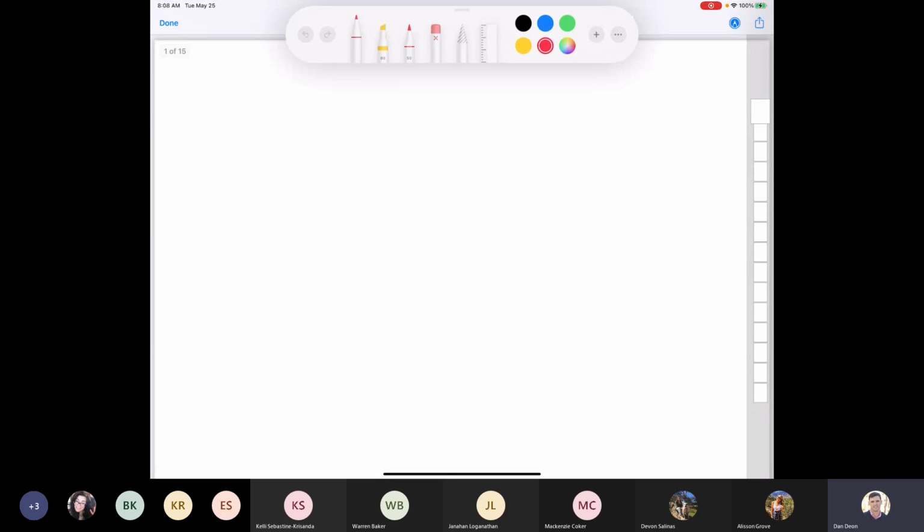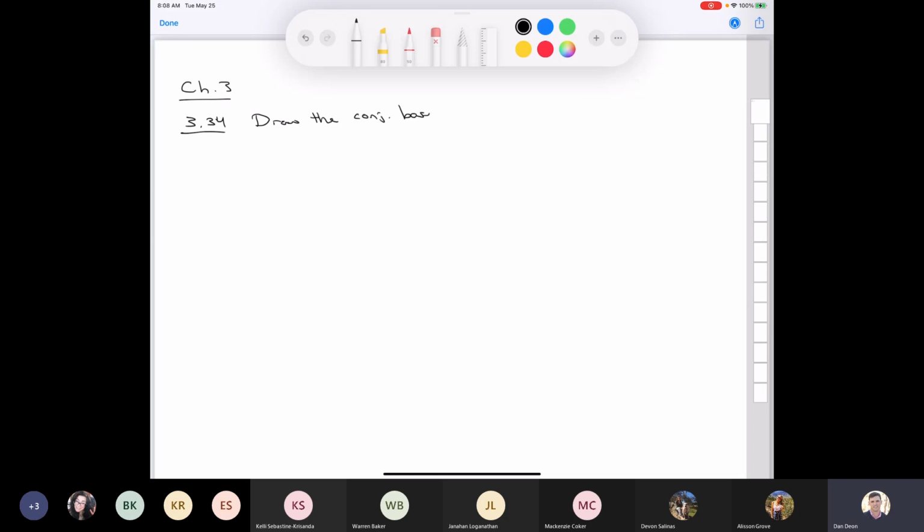So we're going to start this morning by trying some practice problems from chapter 3. This is the acid-base chapter in our textbook, and we're going to start by looking at question 3.34. I've noticed that some of these questions are pretty quick, and some of them are a little bit longer. The question just says, draw the conjugate base of all of these acids. That's all we're asked to do.